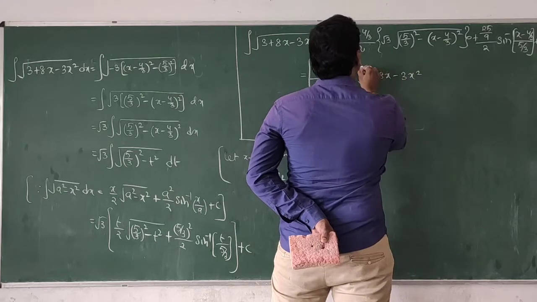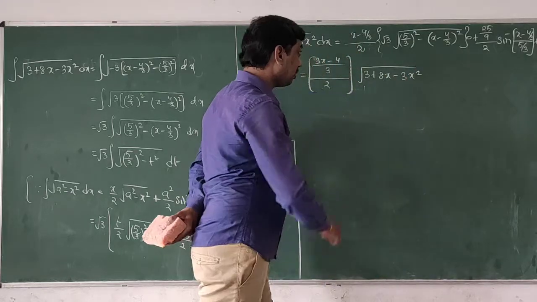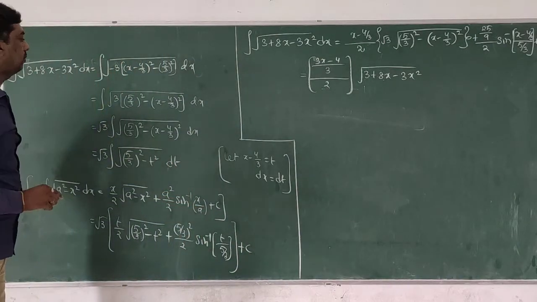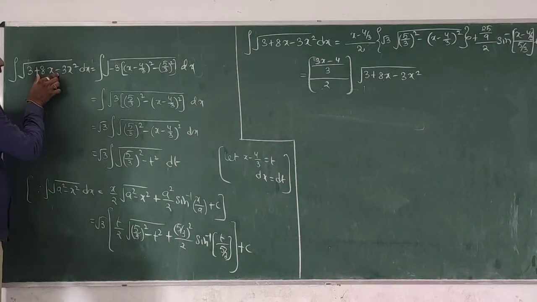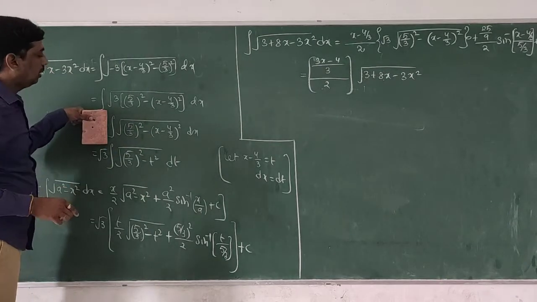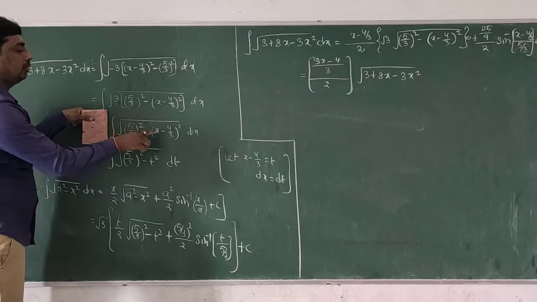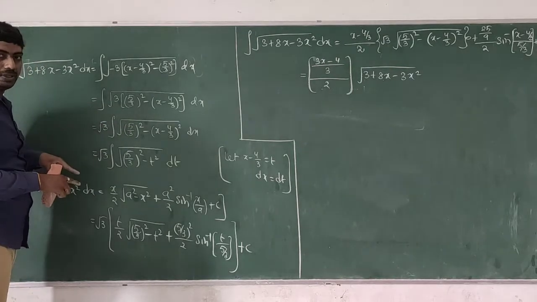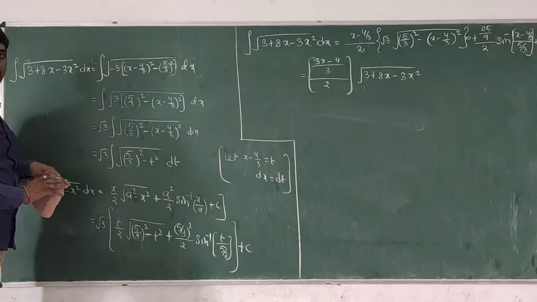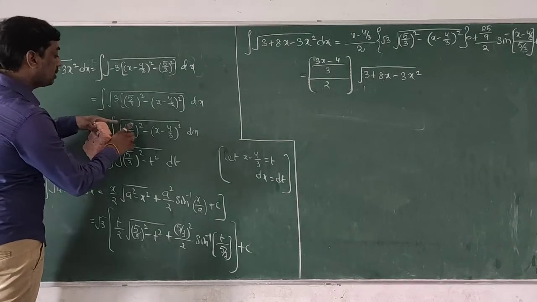Some students forgot to write root 3 here. Remember that one. Don't forget that one, because this can be reduced into the form of root 3 into that square, not just square root of 5 by 3 whole square. This is also included, this one, because root 3 is common from the internal function of the root. Understood? That's why root 3 is also included.